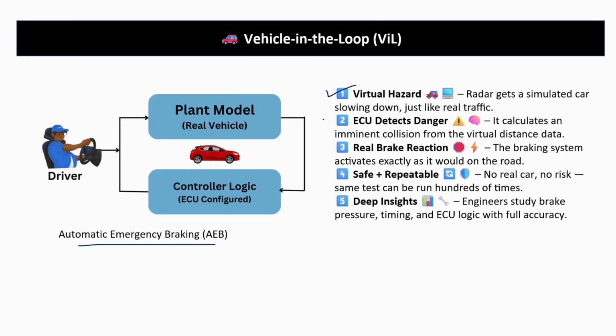The radar sees that digital car and sends the distance data to the ECU. The ECU calculates that a collision is imminent and activates the brakes. Even though there is no real vehicle ahead, the braking system reacts exactly as it would in real life. Engineers observe brake pressure buildup, timing delays, and ECU decision making, all while keeping the test perfectly safe and repeatable.